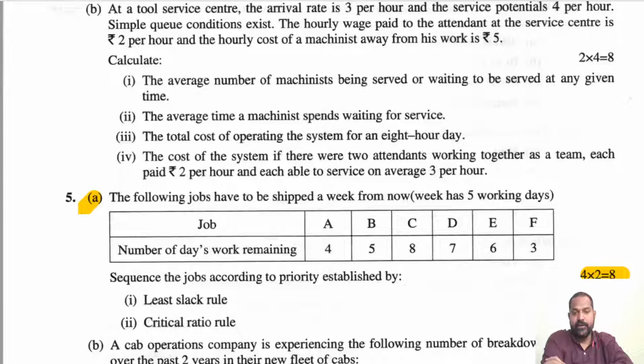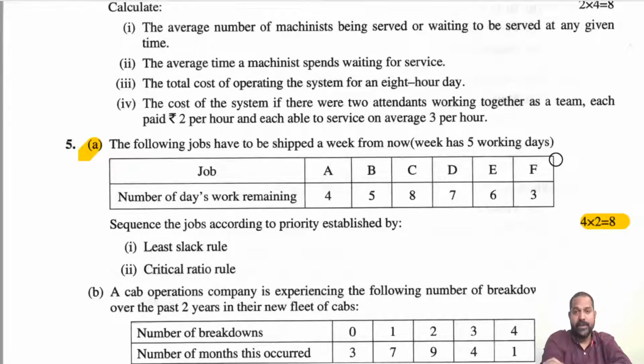Calculate the average number of machinists being served or waiting to be served at any given time, the average time a machinist spends waiting in service, the total cost for an 8-hour day, and the cost of the system if there were 2 attendants working together, each as a team paid 2 per hour, each able to serve 3 people. Here he was able to serve 4 people, but here 3 people and doubles.